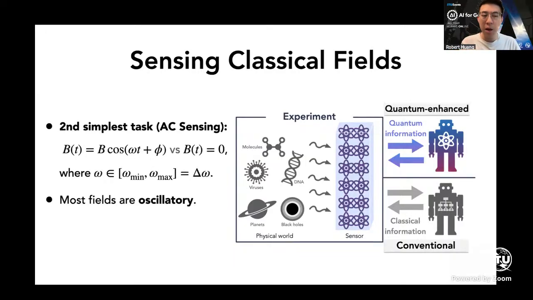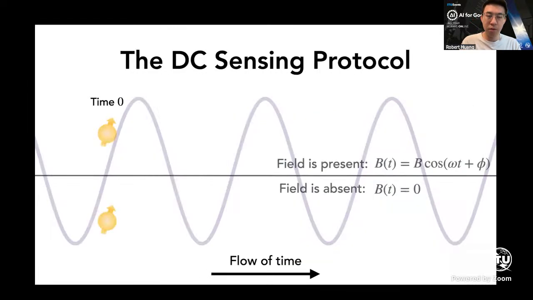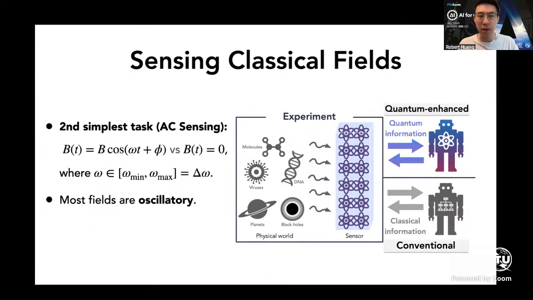So as I have claimed, most of the fields that we encounter in practice, these classical fields coming into the sensor, will be oscillating fields. And as a result, we will fall into the second simplest task that is not strictly covered by the previous one. Intuitively, one might feel like maybe this AC sensing is not that different from DC sensing, as I will talk about some of the protocols that people use. But this is a different task, and one needs to do some modification.